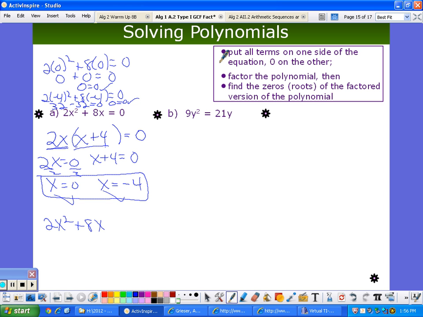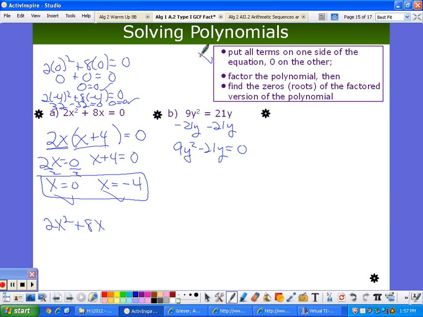What's your gut telling you to do? Yeah, he's got good instincts. I would subtract this. It is helpful if you keep your highest degree polynomial positive. It's not 100% necessary, but it's easier. It works either way. Okay, so that's the first step.